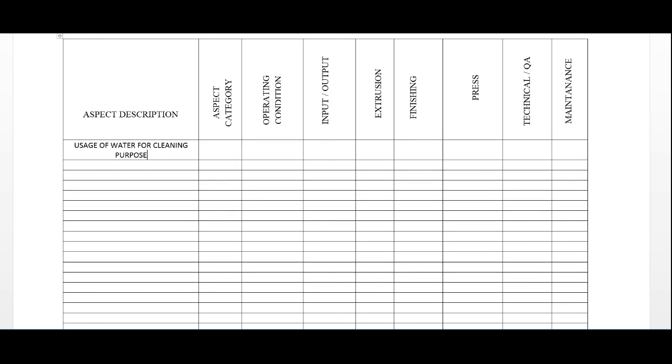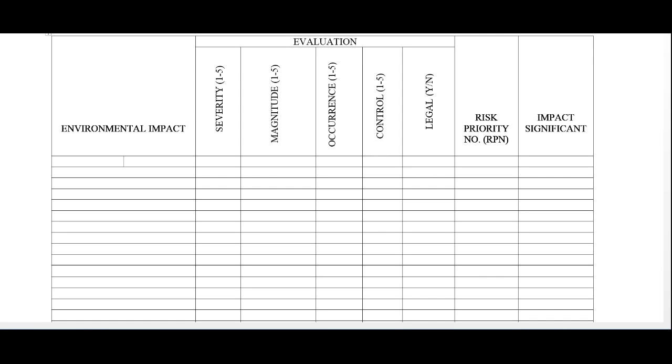In the environmental aspect description table, fill in the first row in the first column as usage of water in cleaning apparatuses. The aspect category is water quality, which is denoted as WQ. The operating condition is normal, denoted as N. Since the water is used, therefore it is an output. In the RPN table, state the environmental impact as water quality.